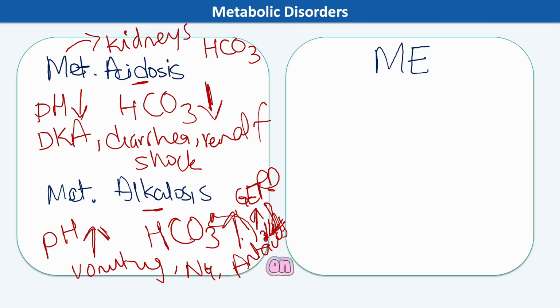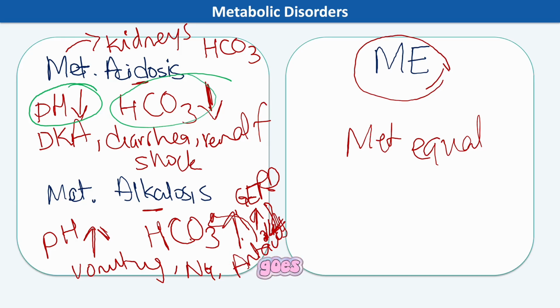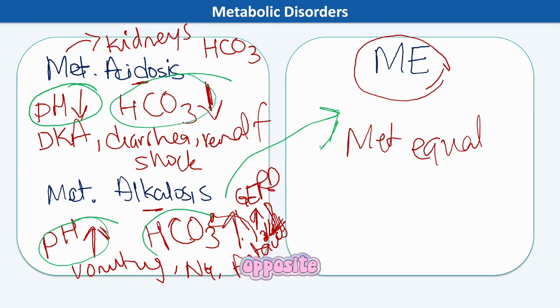Now, on the second box here, we have something written as ME. That's a mnemonic that you can remember for metabolic equal. What does that mean? If you see here on this box, when the pH goes down, bicarb goes down. When the pH goes up, bicarb goes up. So it's equal. It's not the opposite. With the respiratory, it was opposite, and we said RO, right? For respiratory, we said RO. For metabolic, we say ME.